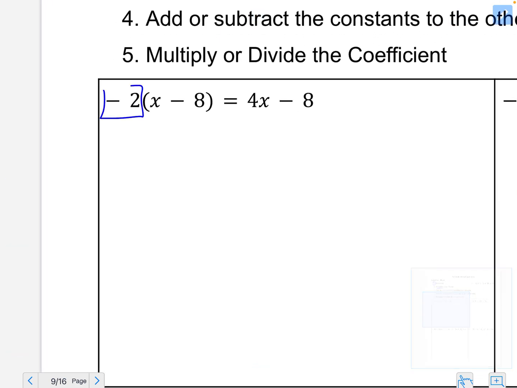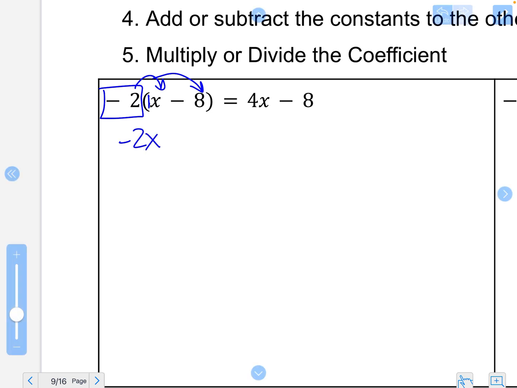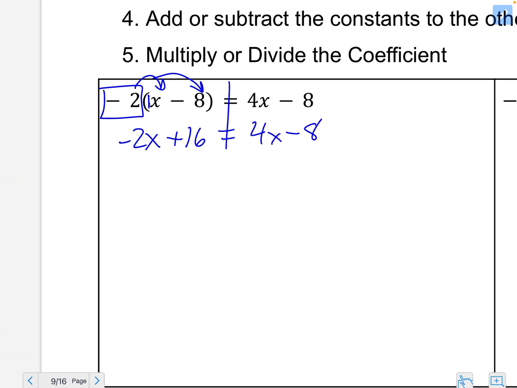So I've got a -2 next to my parentheses, which tells me to distribute or multiply. So the number in front of that x is 1. -2 times 1 is -2. The x stays with it. A -2 times a -8 becomes a positive 16. And then I'm going to bring down the rest of the problem.